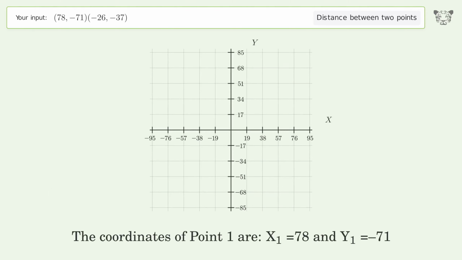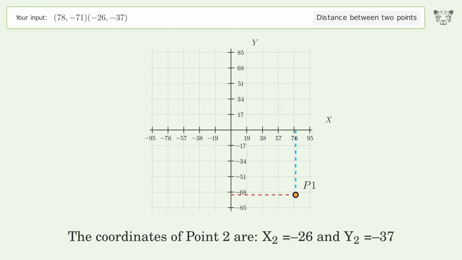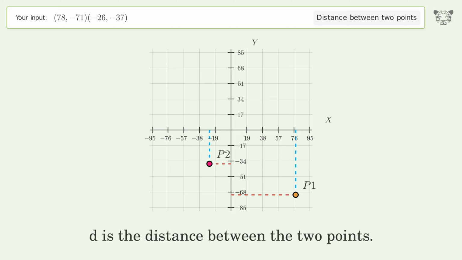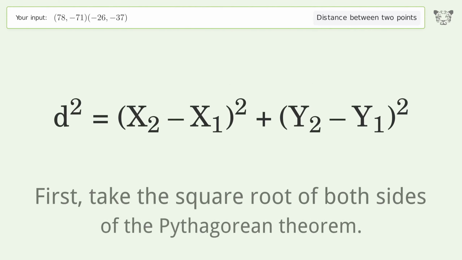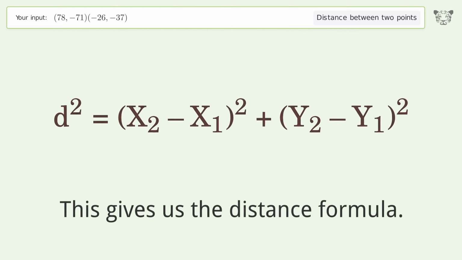The coordinates of point 1 are, x1 equals 78 and y1 equals negative 71. The coordinates of point 2 are, x2 equals negative 26 and y2 equals negative 37. D is the distance between the 2 points. First, take the square root of both sides of the Pythagorean theorem. This gives us the distance formula.